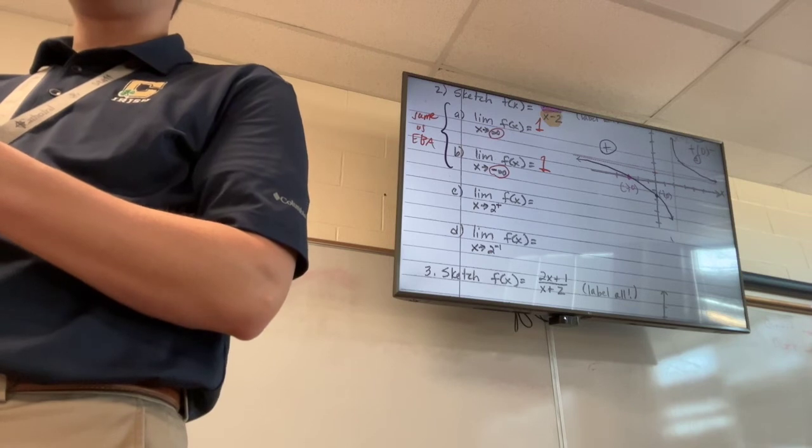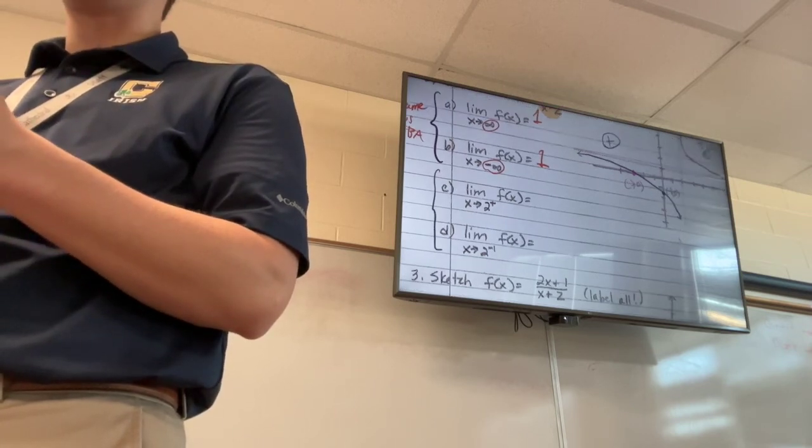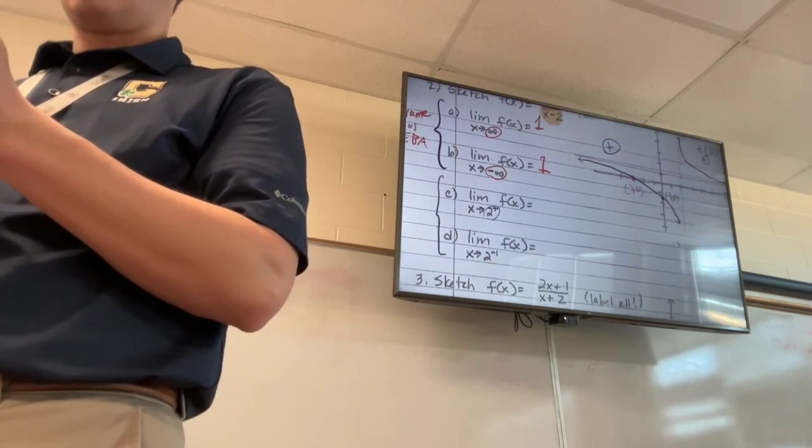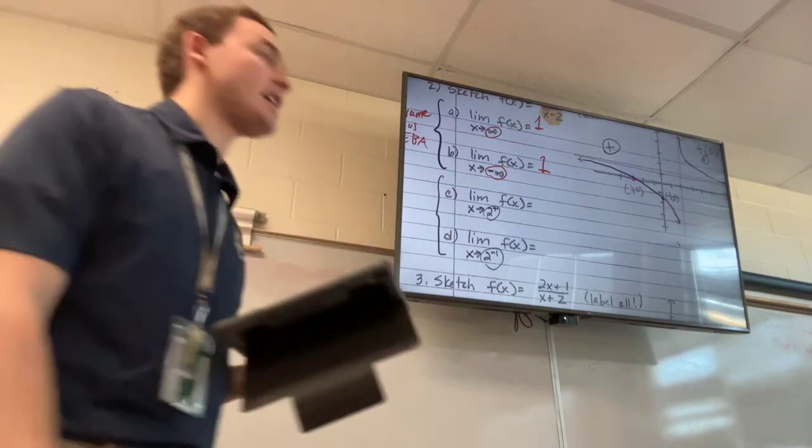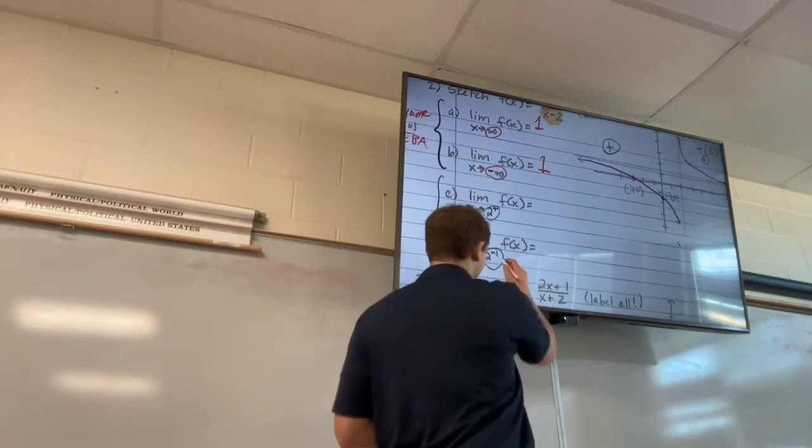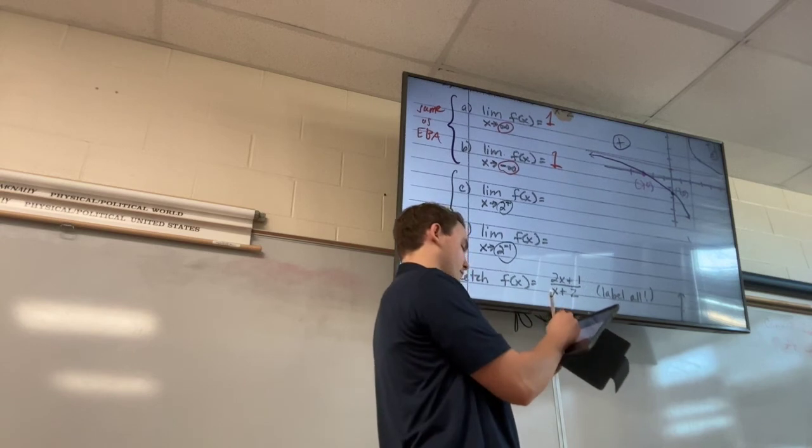What's the difference between A and B and C and D? Now instead of infinity, it's a finite number, right? So for these, you look at your vertical asymptotes.